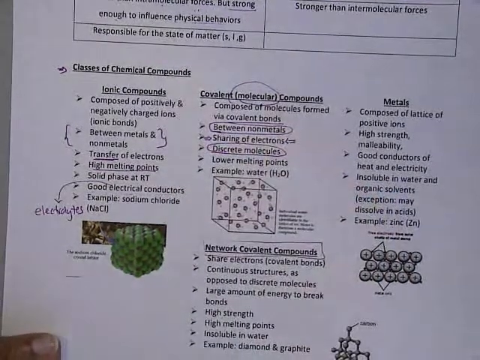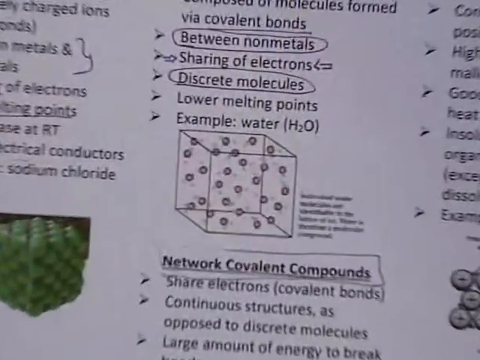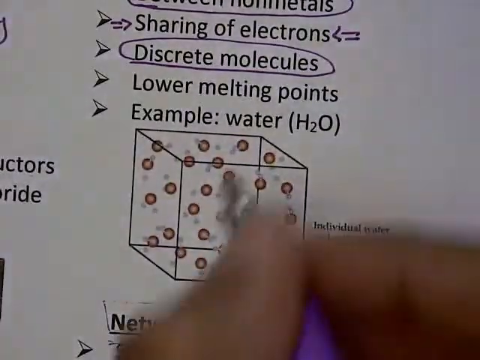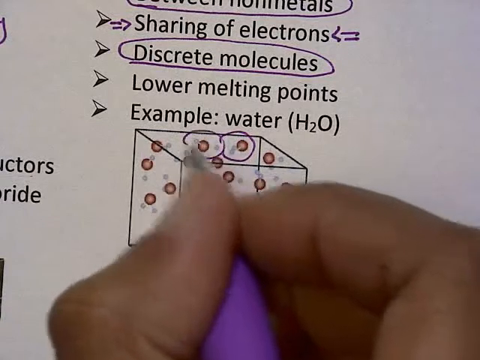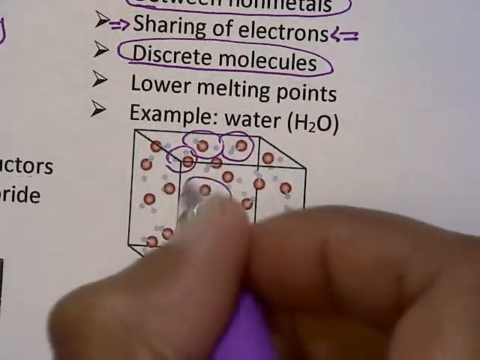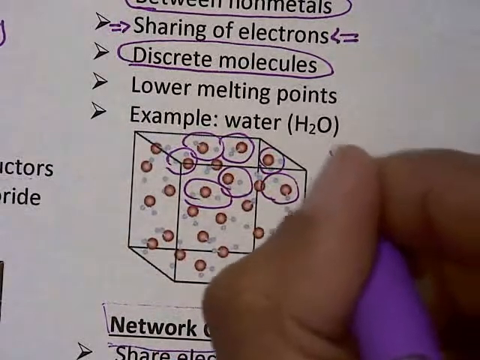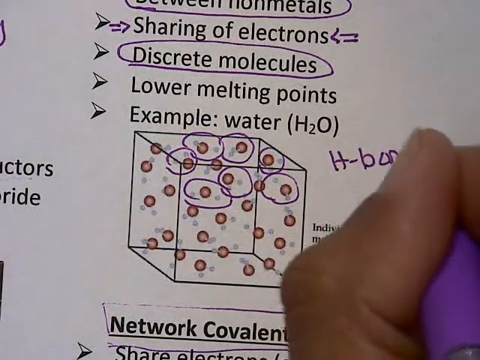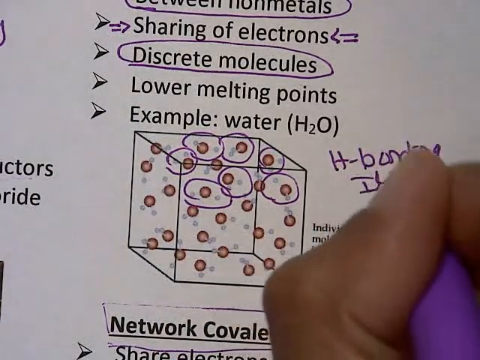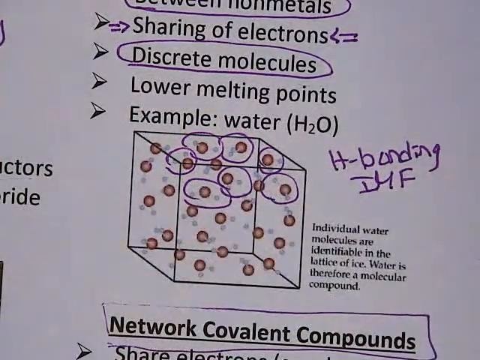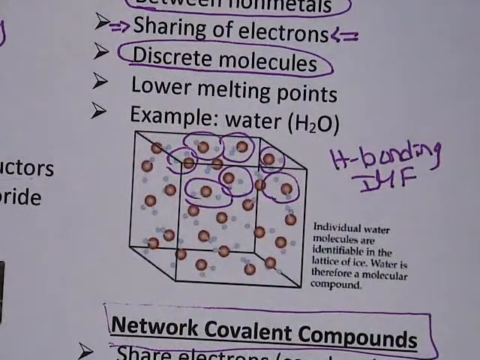So as we said in lecture, if we take a look at this schematic here, we have discrete individual water molecules, and what brings these water molecules together are not bonds, it's hydrogen bonding, an intermolecular force, which is the strongest force that exists between these individual water molecules.